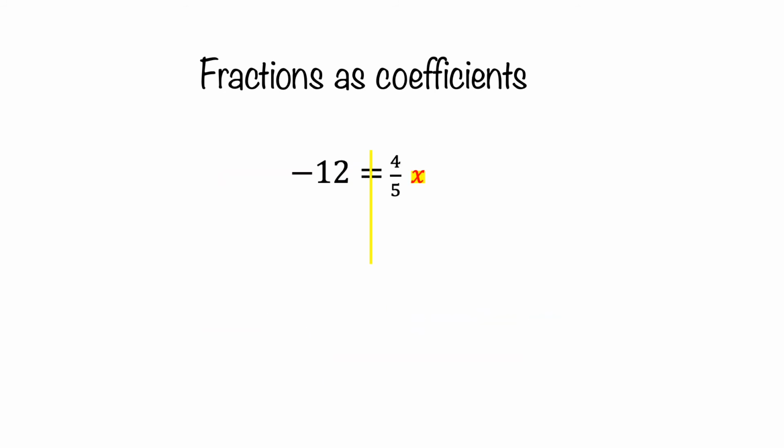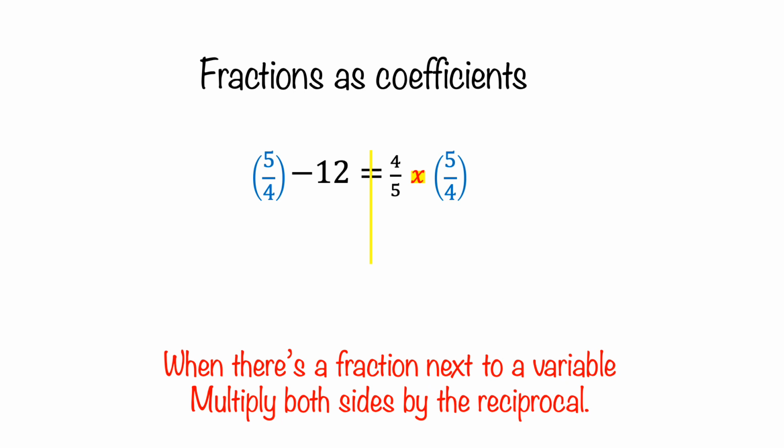In this equation, again, we see that we have a fraction next to the variable. We look to the side that has the variable and we see 4/5 times x. So we're going to do 4/5 divided by 4/5. Since we're dividing by 4/5, we're going to multiply by the reciprocal. When there's a fraction next to a variable, multiply by the reciprocal.